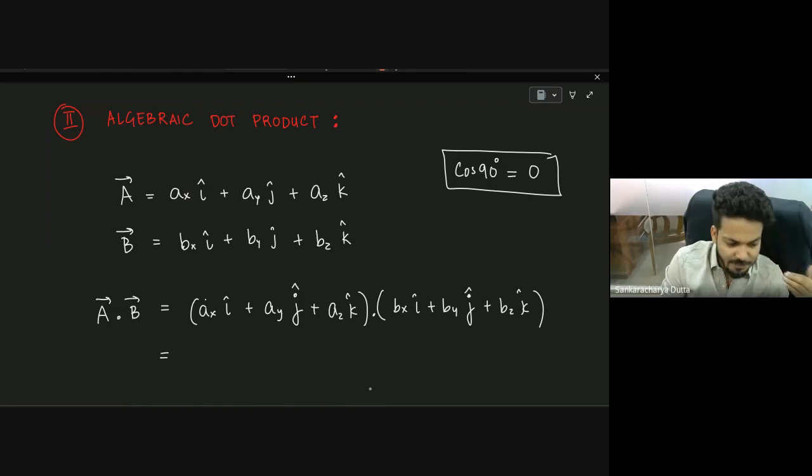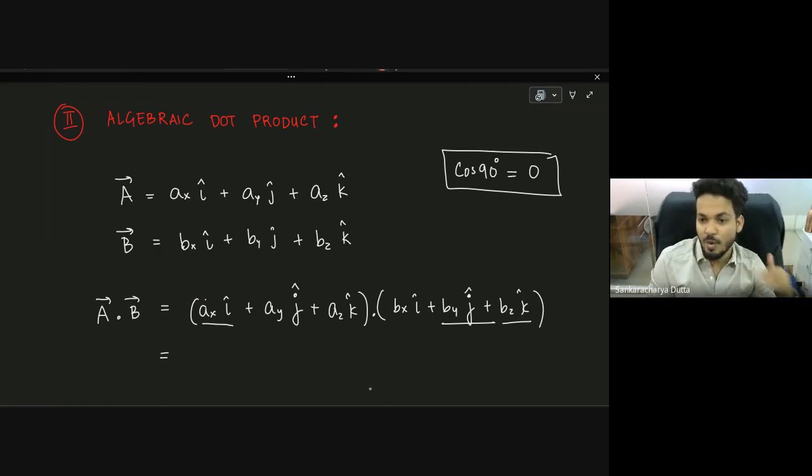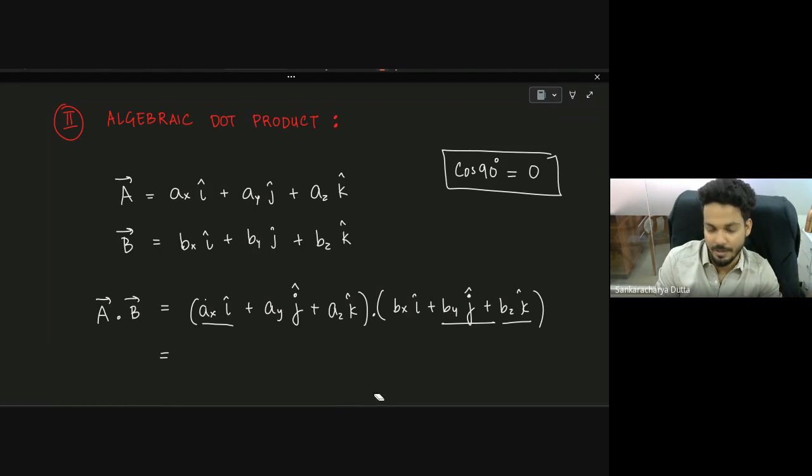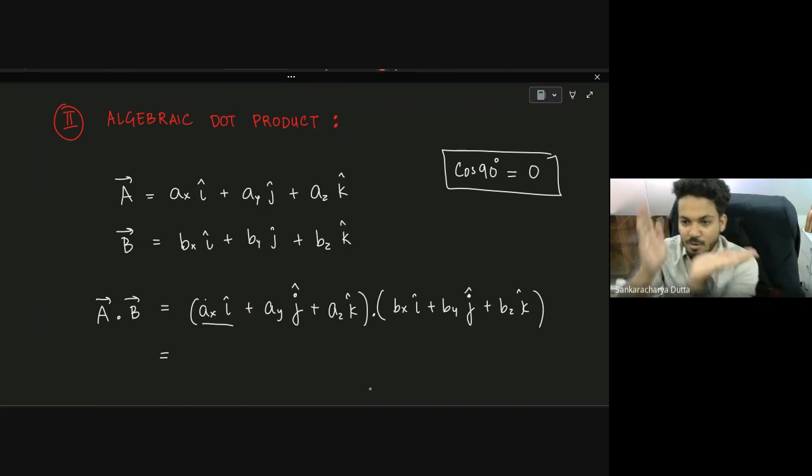Okay, so every time you're multiplying a quantity to something else, like if I'm multiplying a x to b y, or if I'm multiplying a x to b z, my answer will be 0. Why? Because I'm multiplying x direction to y or z, which is perpendicular to it. And we know by the definition of the dot product that cos 90 is equal to 0. So whenever you do a dot product between two vectors which are perpendicular to each other, my answer will always be 0. Does that make sense to you guys? Let me know if it doesn't.